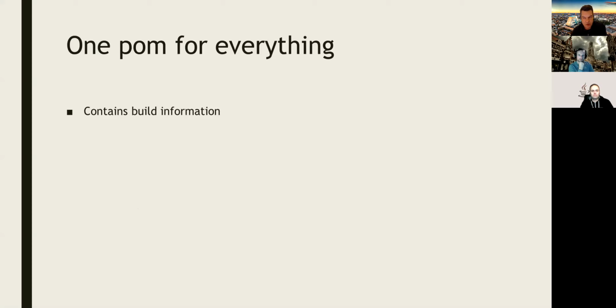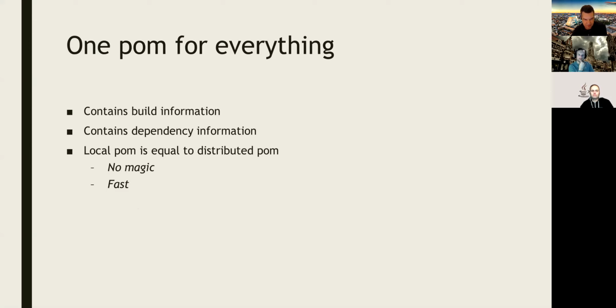So right now we have one POM for everything. It contains both the build information, but it also contains the dependency information. And build and dependency information is of course interesting when you're building it right now. But once it is being uploaded, the build information is not that interesting anymore. So you could say, well, maybe we could remove that part.